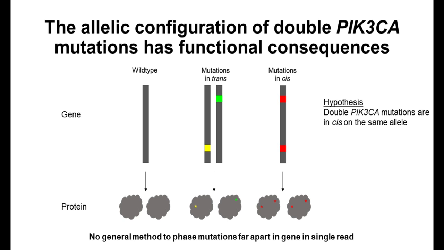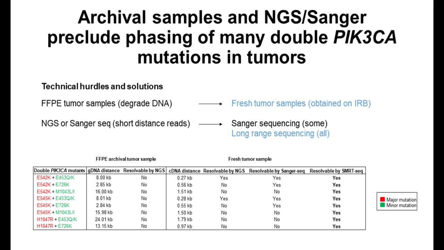Now, based on our clonality data, we hypothesized that double PIK3CA mutations are in cis on the same allele. But we were stymied initially when we tried to investigate this because there is no general method to phase mutations far apart in the gene in a single read. And this slide outlines two of the technical hurdles that we had to overcome to answer this question.